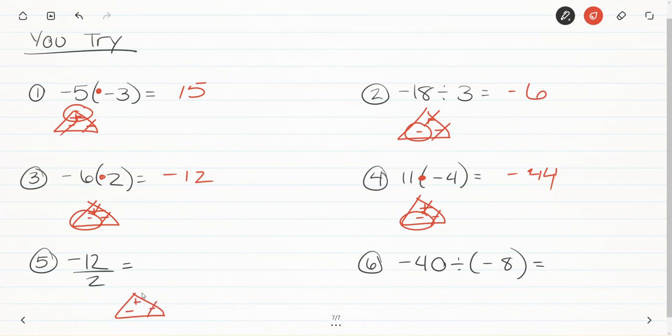I have a negative and a positive, so I'm left with a negative. 12 divided by 2 is 6, so I end up with a negative 6. And then for the last one, I have a negative and a negative, so I'm left with a positive answer, and 40 divided by 8 is 5. So that is all you have to do. You're just using your regular multiplication and division rules, and we just added the triangle to help you figure out which sign it is.